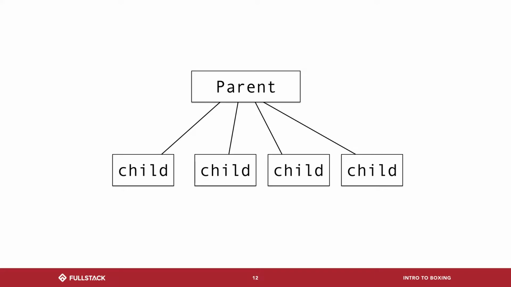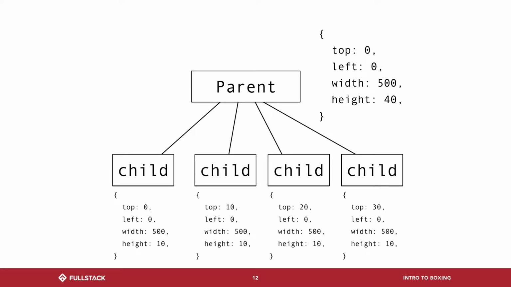So if we have a parent node and a bunch of children, we might end up getting these boxes for them. By default, the children are going to flow top to bottom if they're block positioned, and then the parent is going to contain all of them. Just kind of what you would expect.